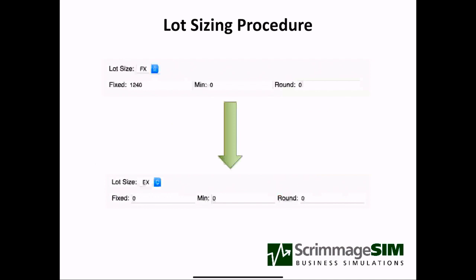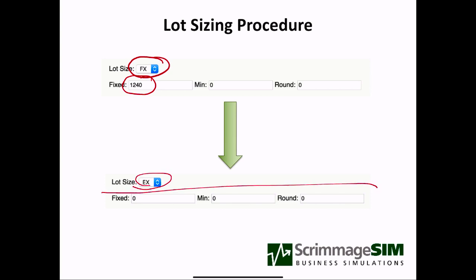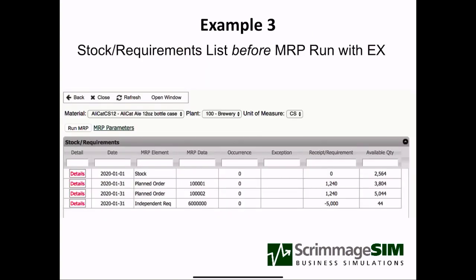So in the simulation, we have FX as our current lot sizing procedure with a fixed quantity of 1,240. That will be changed to EX, and none of these parameters is required. There's no number that's associated with the EX lot sizing procedure. This is the stock requirements list that was produced from the MRP run, assuming FX with 1,240. It gave us those 2 production orders to get enough beer to meet the planned demand of 5,000 cases and leave us with 44 in inventory.